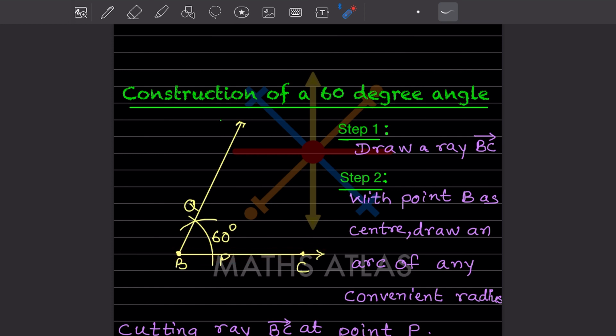Now step 2, what is that? With point B as the center, draw an arc of any convenient radius. You can take any radius, cutting the arc BC at a point. You will take a point over here, draw an arc of any radius, and cut it. You can name this anything; I just name this as P. Here this will be P.